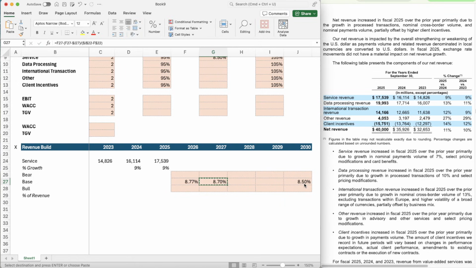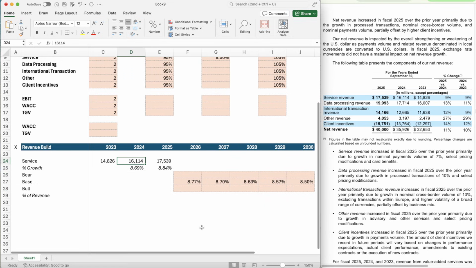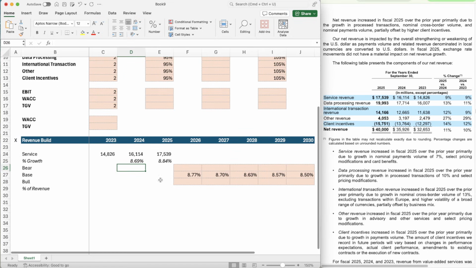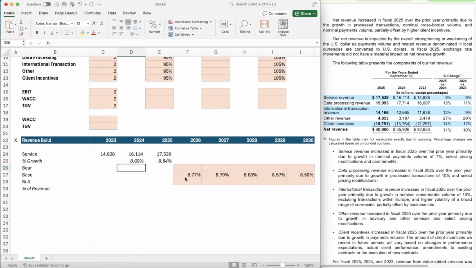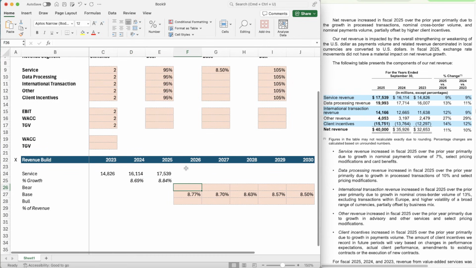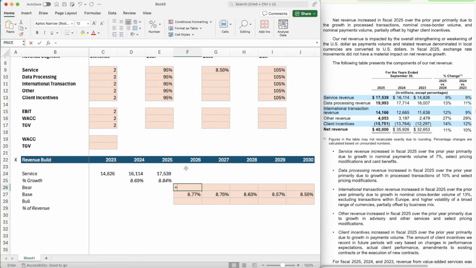Copy that down like that. And we imagine that Visa growth is fairly stable. It's not going to deviate too far from this going forward. So yeah, this looks quite good.